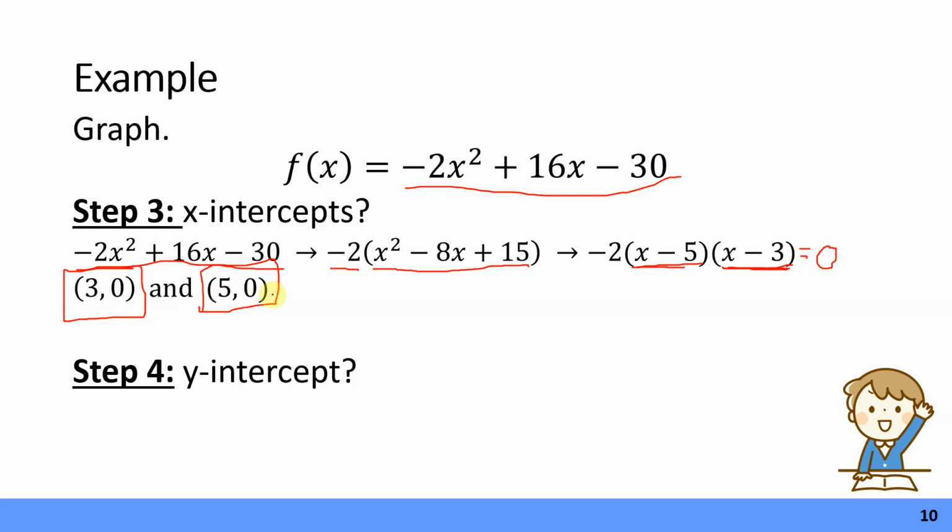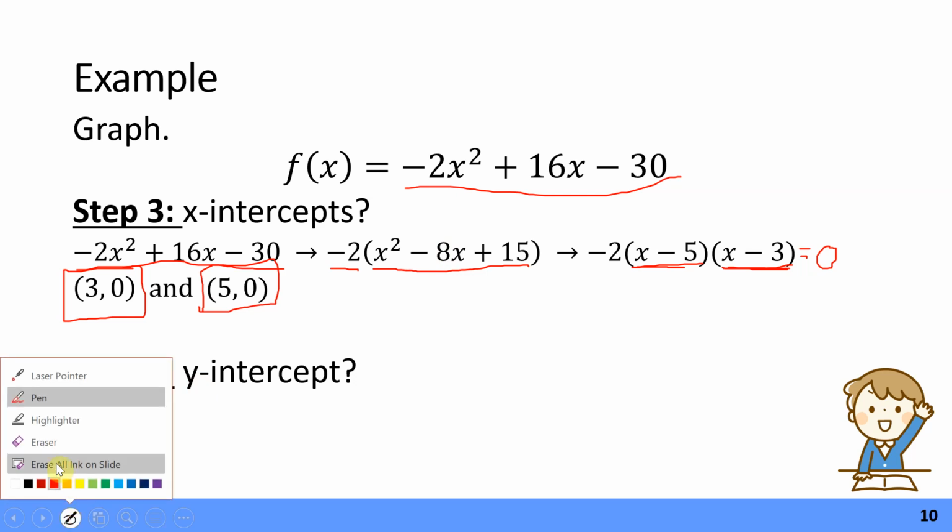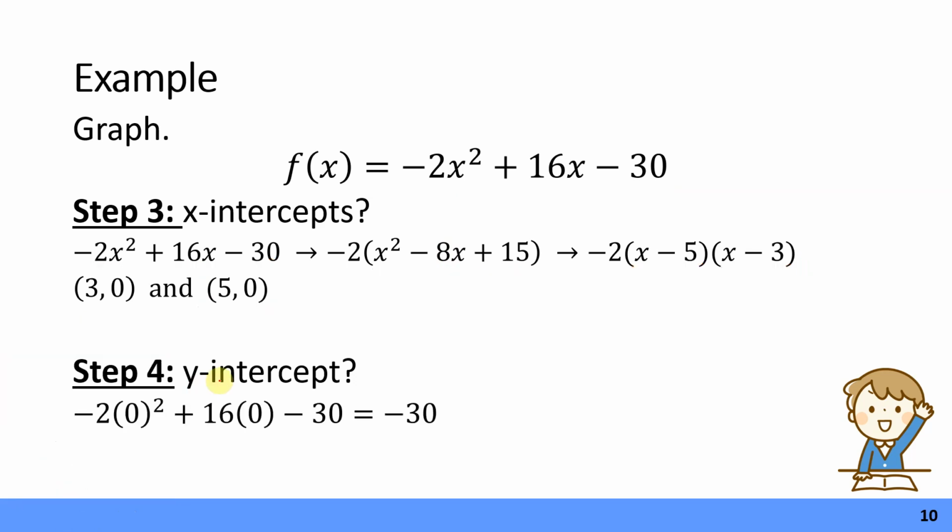Now for step 4, to find the y-intercept, again, go back to your notes we did in a couple slides back. All you have to do is just substitute a 0 into all the x's and then simplify or compute. So if I put a 0 in all the x's, remember, look at this. I just copied this down. Instead of the x's, I put 0. 0 squared is 0 times -2. That's just 0. 16 times 0 is just 0. So I'm left with 0 plus 0 minus 30, which gives me -30.